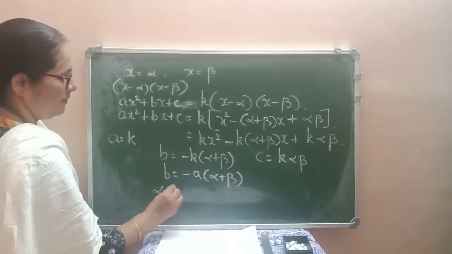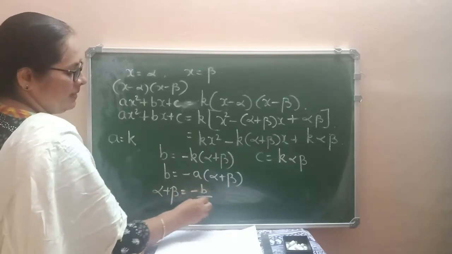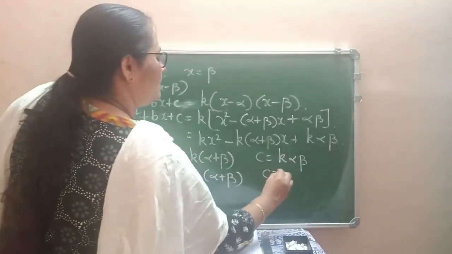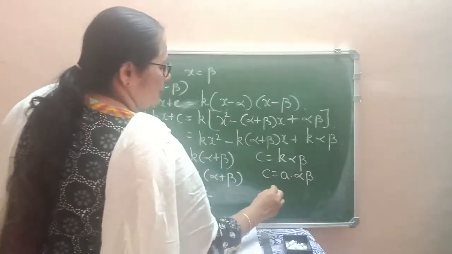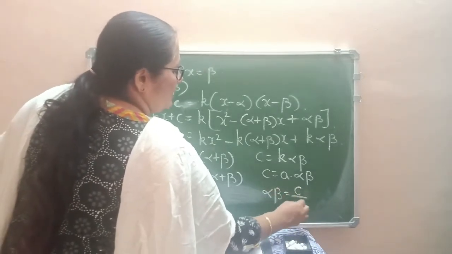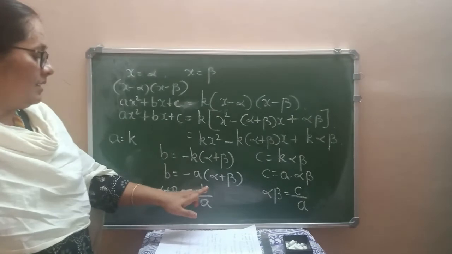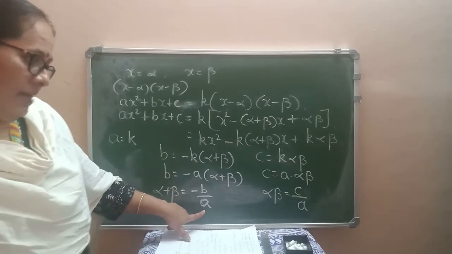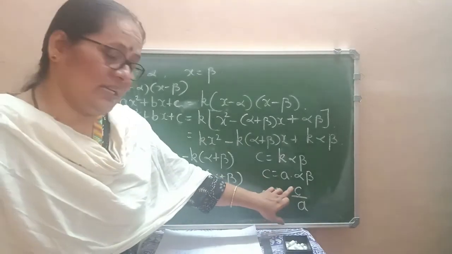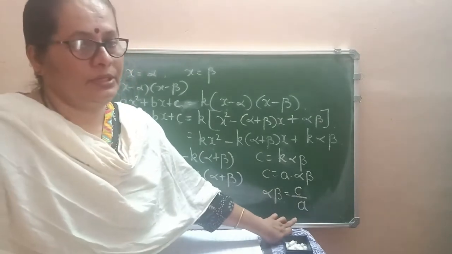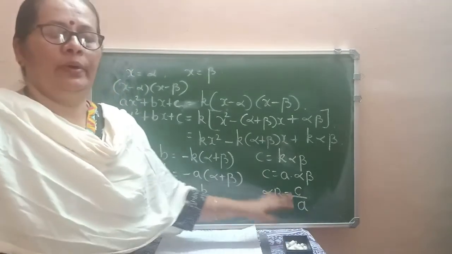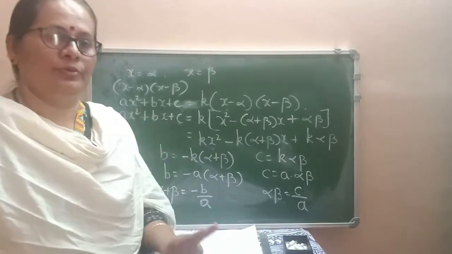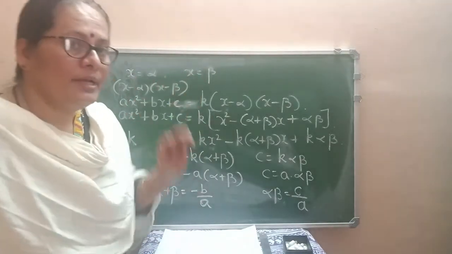That is alpha plus beta equals minus b by a, and k is equal to a, so that c equals a into alpha beta, so that the product of the zeros equals c by a. So what is b here? b is the coefficient of x and a is the coefficient of x square. And in the product of the zeros, c is the constant term and a is the coefficient of x square. So for any quadratic polynomial, we get at most two zeros, which we take as alpha and beta.